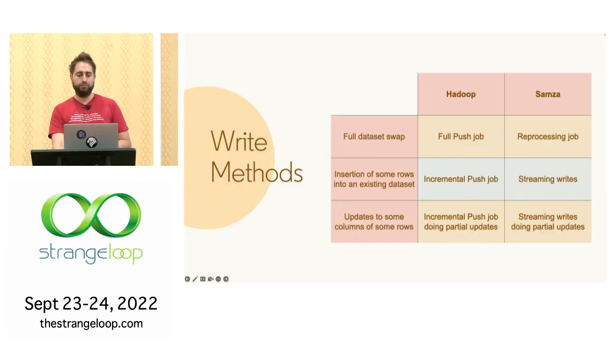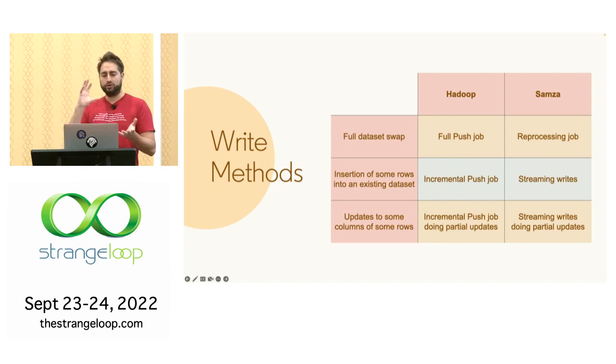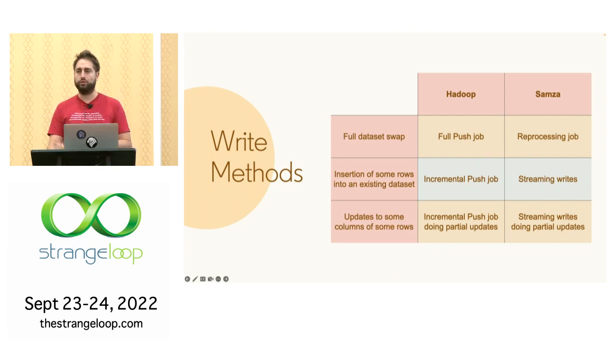So putting it all together, we've looked at 3 techniques for writing into Venice: the full dataset swap, the insertion of rows, and the update of rows. And all of these techniques are supported by both offline data sources and streaming data sources. Moreover, what we've seen is you can take any of the full dataset swap methods and overlay on top of that any of the methods for insertion and updates of rows. So this is a very versatile toolkit for our derived data serving use cases.